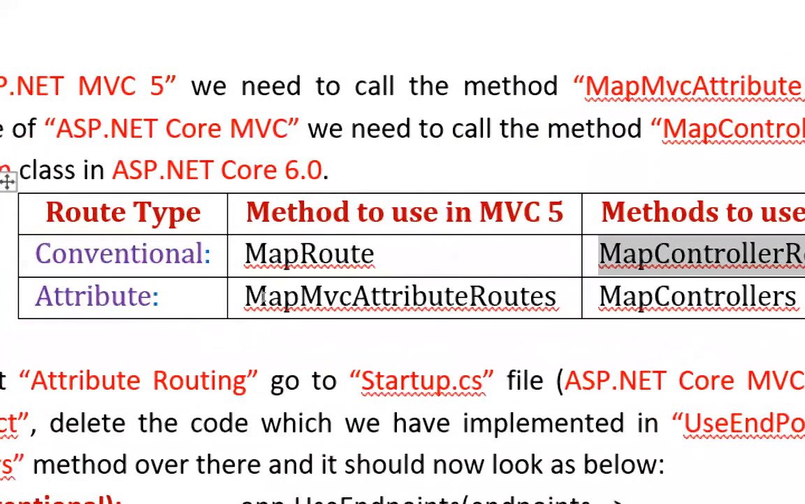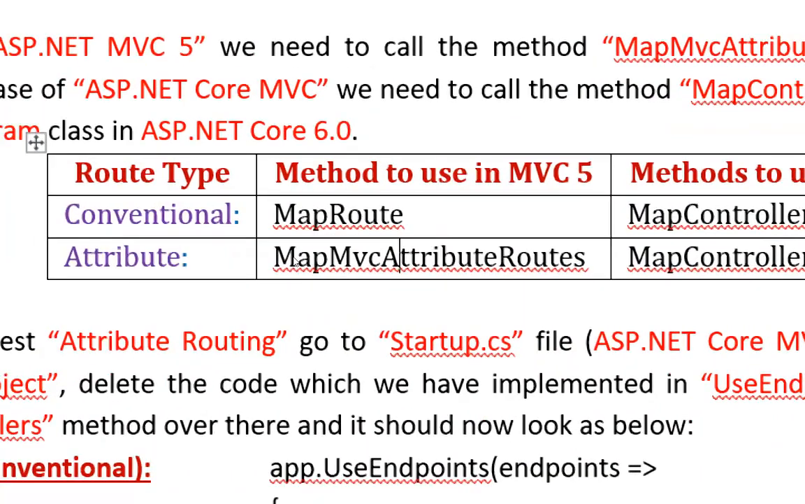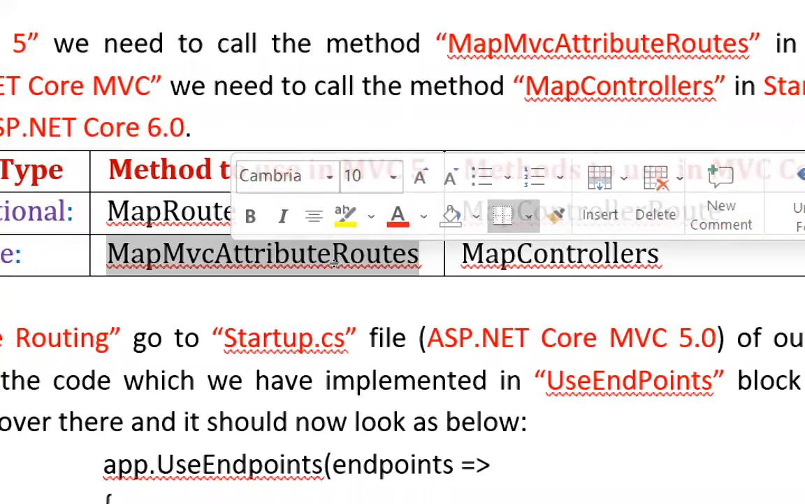What is new is, if you want to use attribute routing in MVC 5, you need to call this method. Which method? Map MVC attribute routes. How to call?